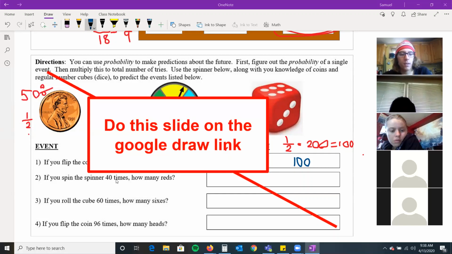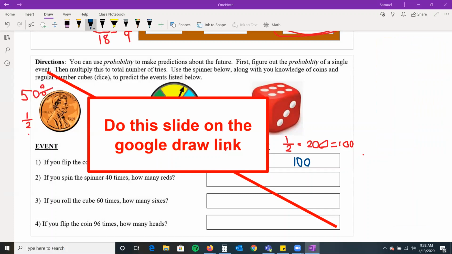If you're still having issues with the first Google Draw, you can use this file that I'm about to post. Just make sure to make a copy. You can just copy and paste it. Callan, you raised your hand. Yeah, question in chat.